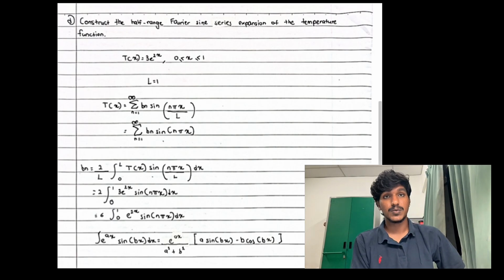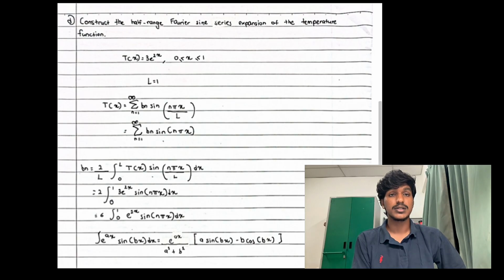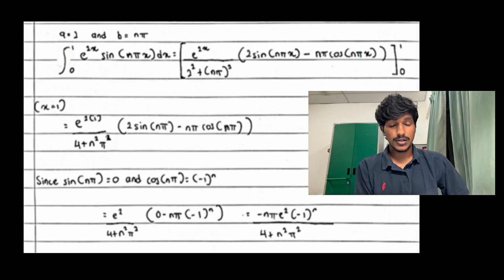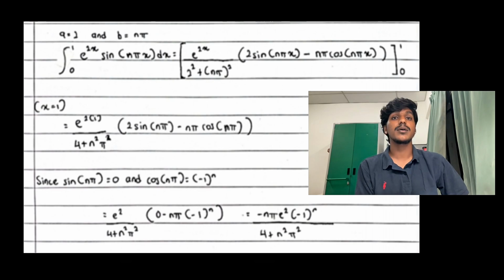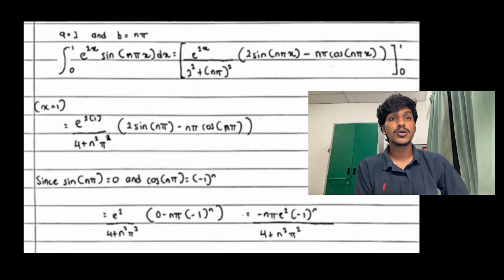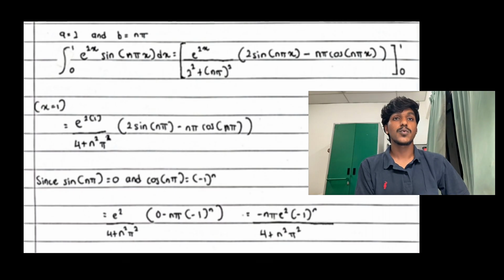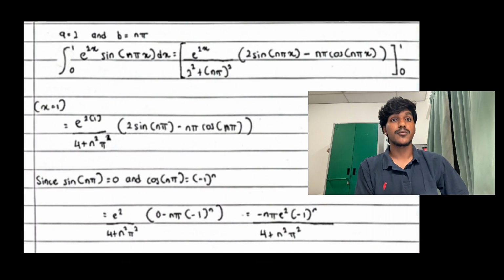Now, integrating an exponential multiplied by a sine function can look intimidating. We can easily solve it using a standard calculus integration identity. The calculation will be e^(2x) over (4 plus n squared pi squared), times (2 sine(n pi x) minus n pi cos(n pi x)), from 0 to 1.